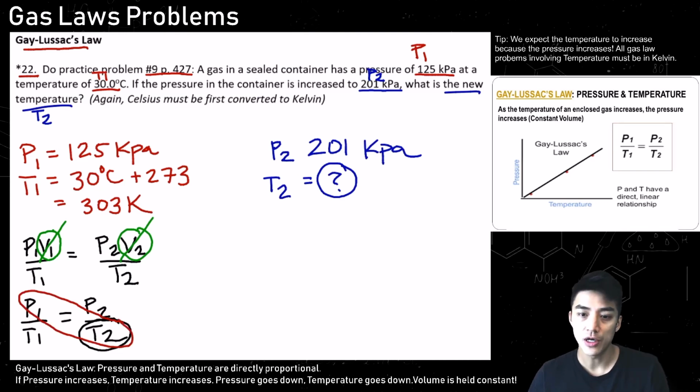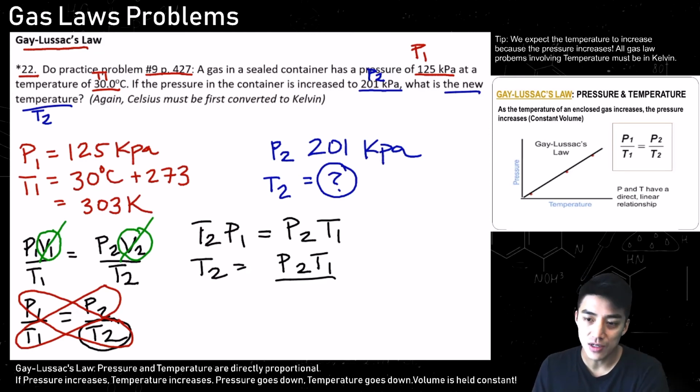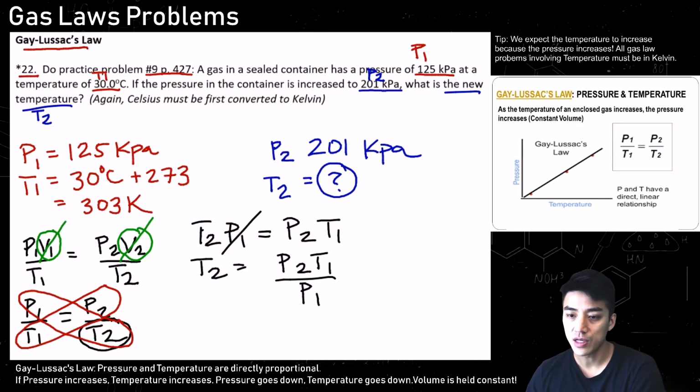by cross multiplying. So we're going to go ahead and cross multiply these variables here. T2 P1 equals P2 T1. T2 is equal to P2 T1 over P1. Make sure it's all in the right order. So that's how we got our T2 to isolate. So that's our equation that we want to use to solve for the new temperature.